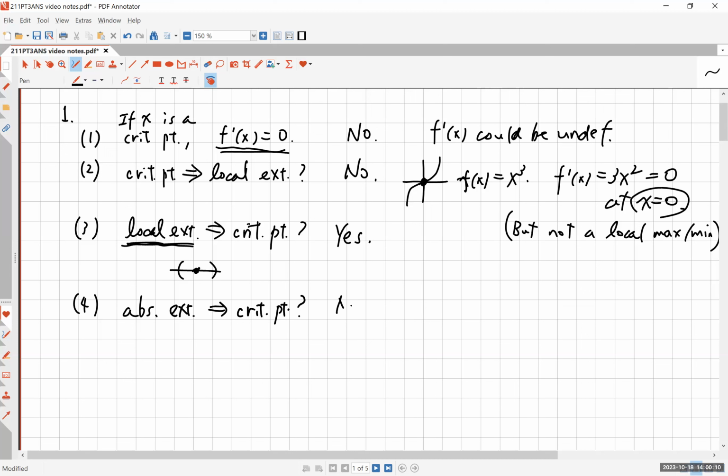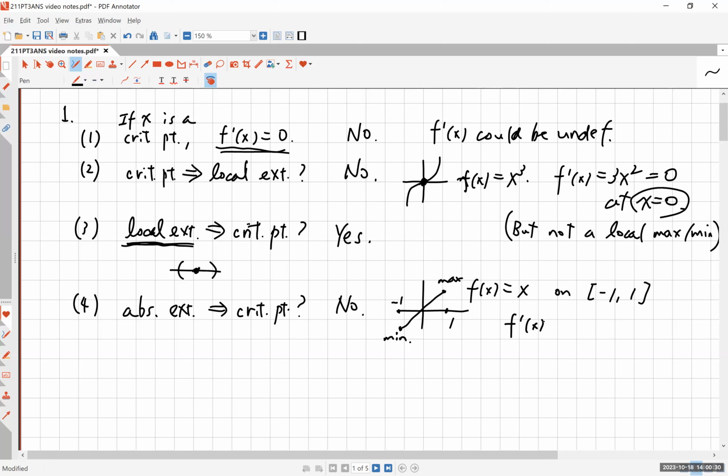And the answer is no. Think of a function like this. Now, this is a very simple function. f(x) is equal to x on an interval from -1 to +1. All right. And so clearly, this is the maximum point, and this is the minimum point.